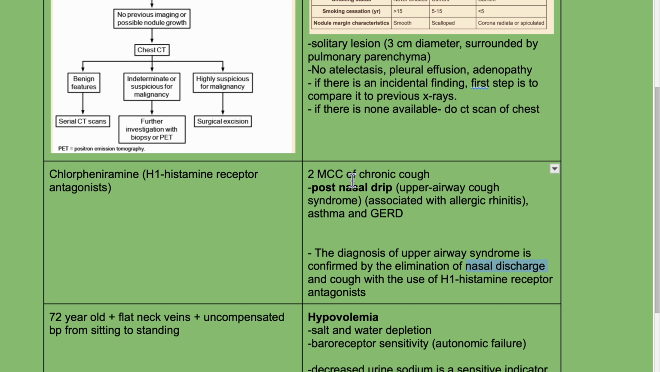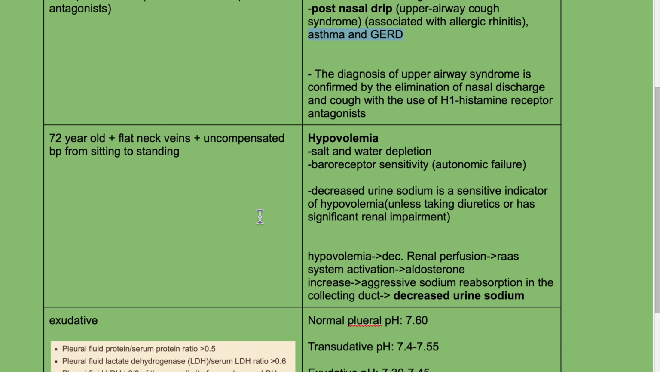Okay. So when you're trying to figure out what the chronic cough is because of, first we gotta take care of the postnasal drip. This is upper airway cough syndrome. It's associated with allergic rhinitis. Okay. So how do we do that? By elimination of the nasal discharge and cough using chlorpheniramine or any of the H1 histamine receptor antagonists. If they're on this and it goes away, then this is what the cough was caused by. If it still persists, then it's probably one of the other reasons of chronic cough.